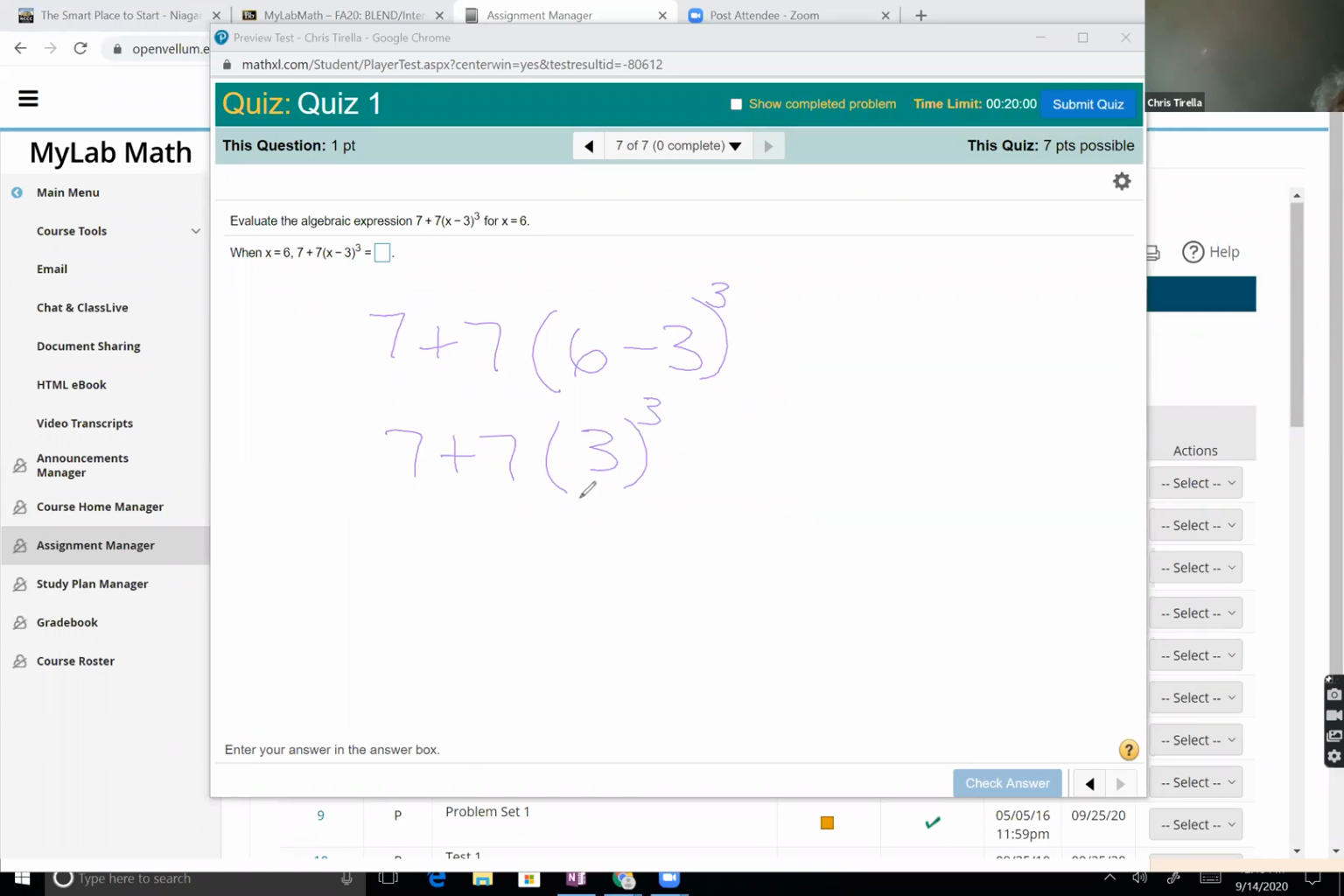Then after the parentheses, I'm going to do exponents. 3 to the third is 3 times 3 times 3, gives me 27. Then I'm going to multiply. 7 times 27 is 49, and 140, 189. And so when I add, my final answer is 196. How's that one?